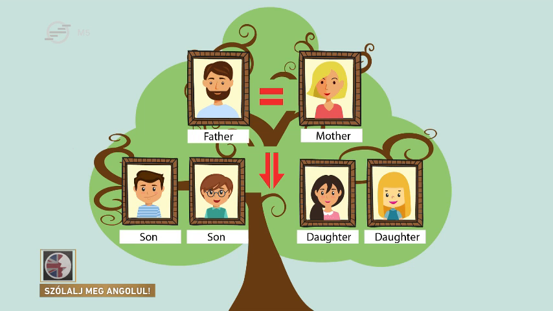Elizabeth and Doreen are Mary's daughters. They are her daughters. Tim and John and Elizabeth and Doreen are Alfredo's children. They are his children. Tim and John and Elizabeth and Doreen are Mary's children. They are her children. Okay, so we have my, your, his and her.